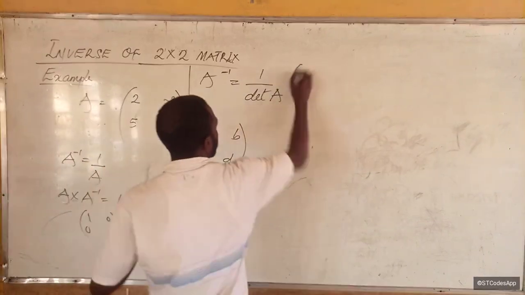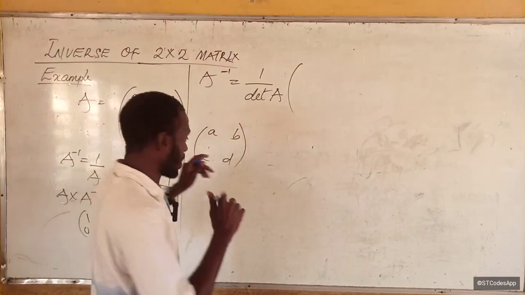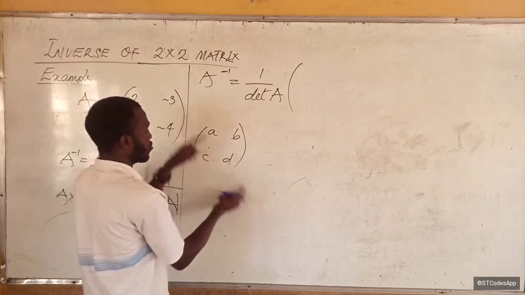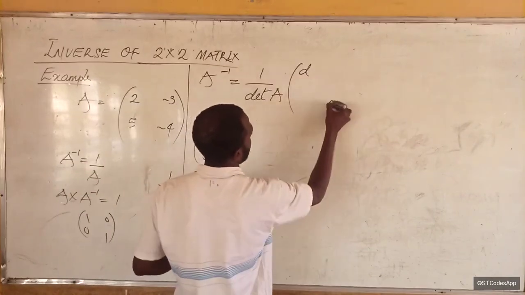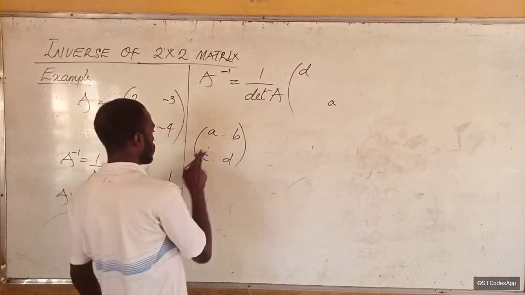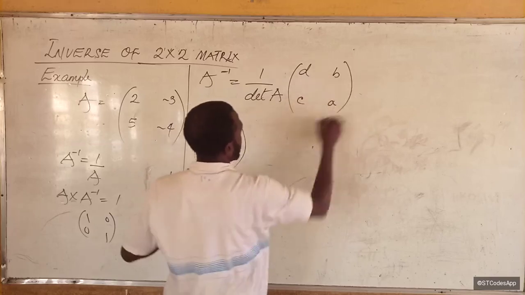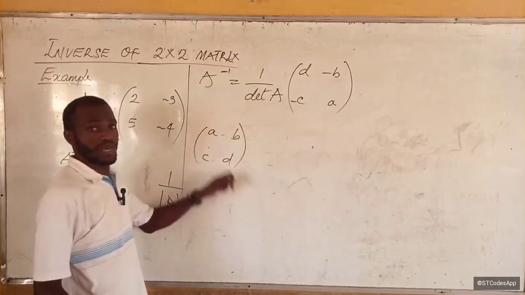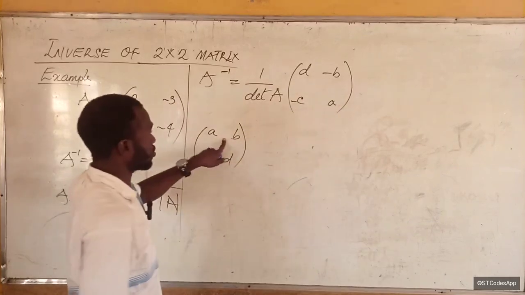Times, now you're going to take the minor of this. And how do you do that? I'm just going to use a trick directly. What you do is interchange the main diagonal, so that D comes here and A comes here. Then you add negatives here, so you have minus. You are not changing B and C; B remains here and C remains here. Only that you are going to add negatives there. So if in the main matrix you have a minus here, it's going to be a plus there. So if this was minus B, it's going to be a plus there.